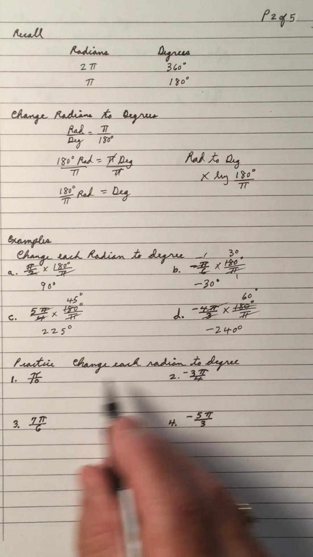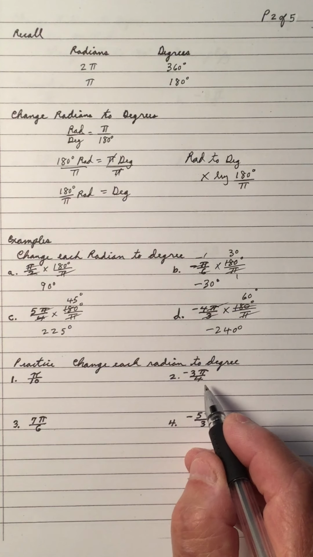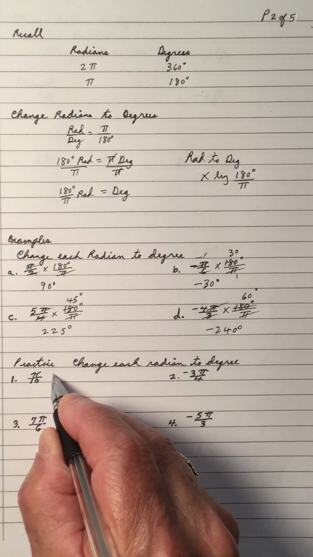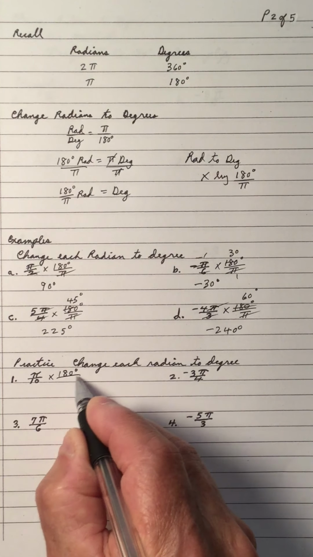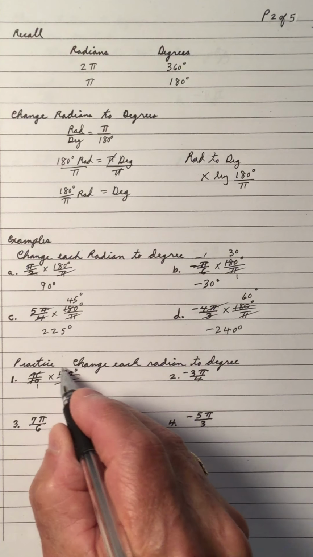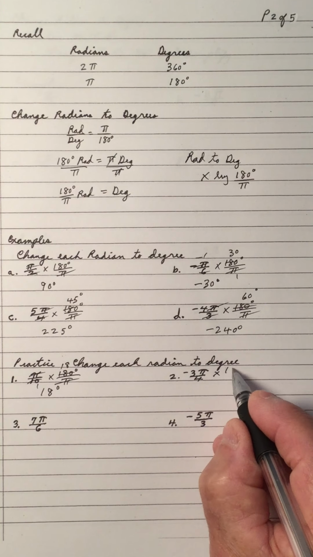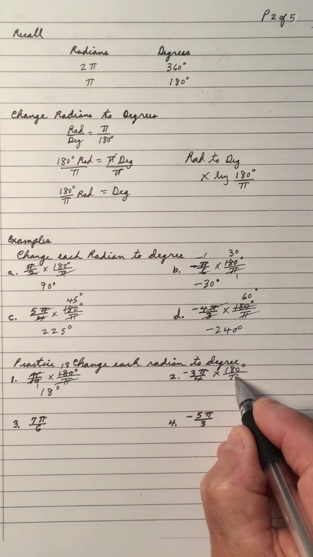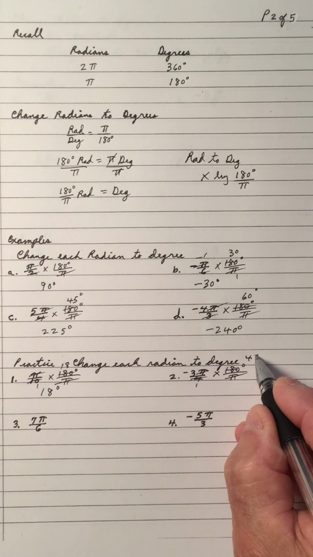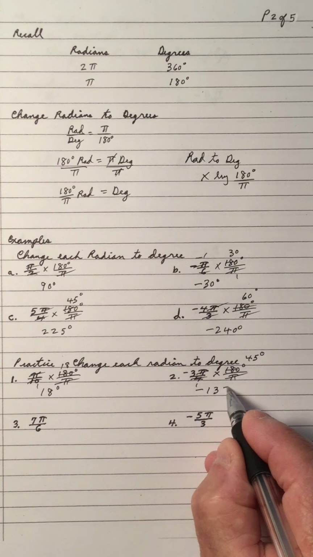And practice. Now that I've done 4 for you, you can pause the video and see if you can get the correct answers for these 4. So change a radian, which is pi over 10. We multiply by 180 over pi. The pi's cancel, and 10 into 180 is 18, so we get 18 degrees. Multiply by 180 over pi. Notice pi's cancel. 4 into 180 goes 45, and 3 times 45 is negative 135 degrees.